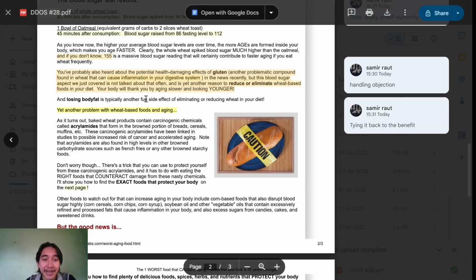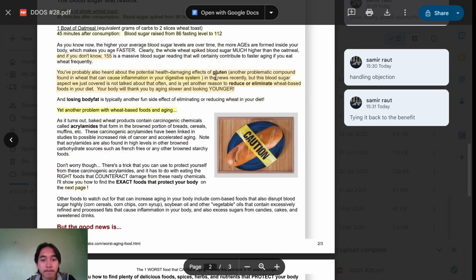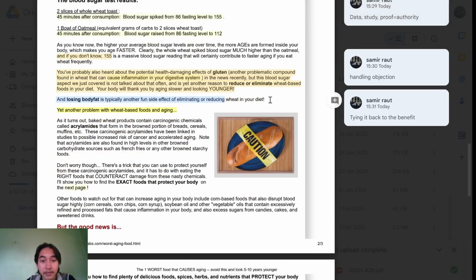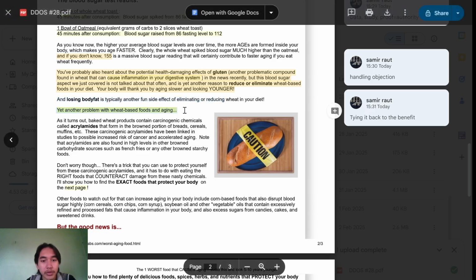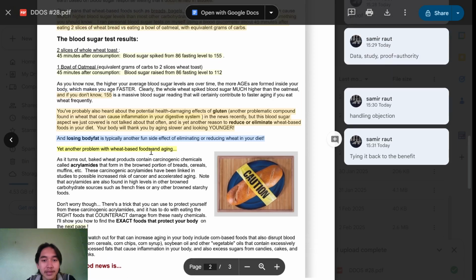Now they have just tied the mechanism back to the benefit. And losing body fat is typically another fun side effect of eliminating or reducing wheat in your diet. Yet another problem with wheat-based foods are an aging. So these are the problem, right? They are the problem.